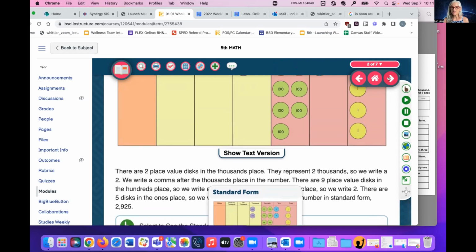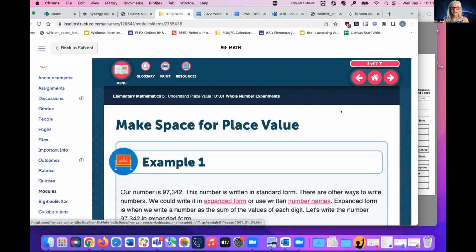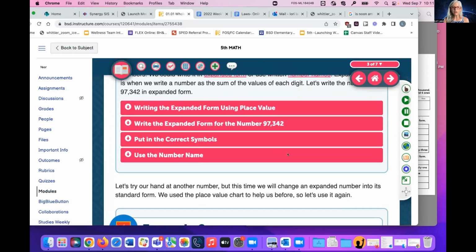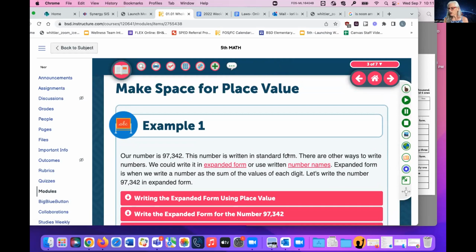2,925. Let's go on to page 3. And have a little break, and then we'll come back to it, okay? So our little break today is going to be a breakout room. I'm going to stop my share for a minute. We're going to set up a breakout room.